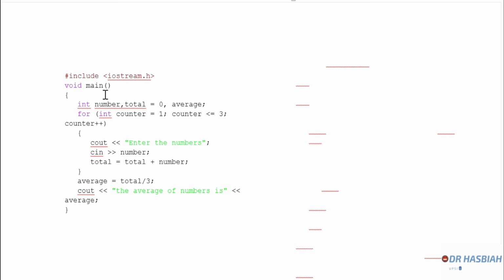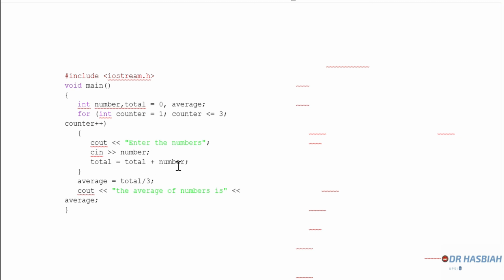Okay, so I have include iostream.h, void main, open brace and then close brace for main. I use the for statement: for integer counter equal to 1, counter less than 3, counter plus plus. cout, enter the numbers. cin number, so you have to cin the number. Let's say you cin the first number, 1. Then total becomes total plus number.